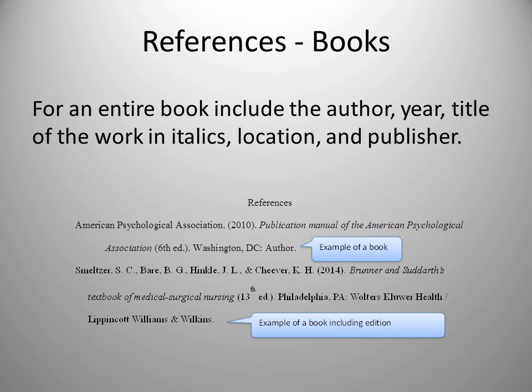So let's take some time to look at some different types of references. Here we'll look at books. If you're going to use the entire book in your reference, you would include the author, the year, the title of the work, and that would be in italics, the location, which is the city and state where it's published, and the publisher. So here's our reference list.